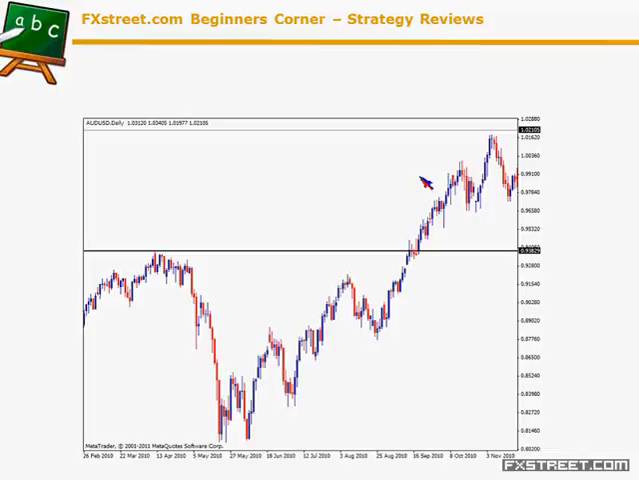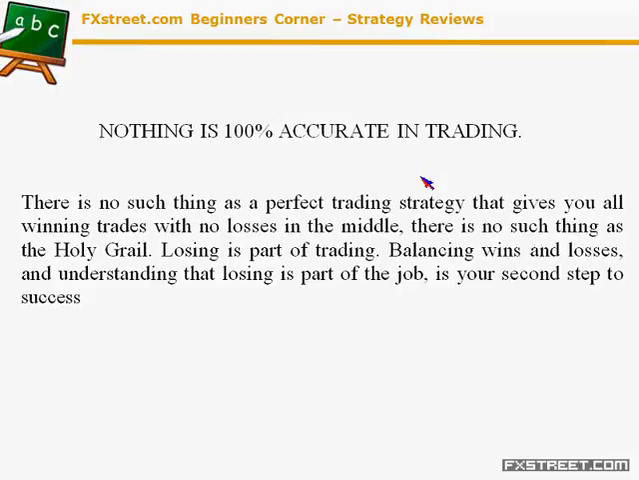Anyway, one last thing before we jump to conclusions and questions. Let me remind you, nothing is 100% accurate in trading, okay? There is no such thing as a perfect trading strategy, a perfect chart that gives you all winning trades with no losses in the middle. There is no holy grail in here, right? Losing is part of trading. So balancing wins and losses and understanding the business part of it is your second step to success. Of course, you may need to win more than you lose, right?